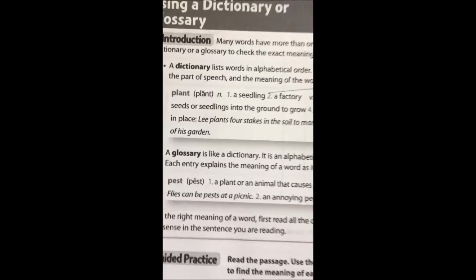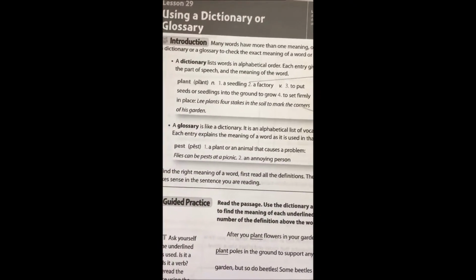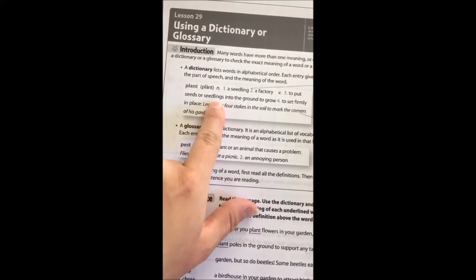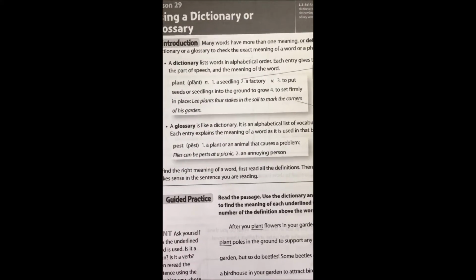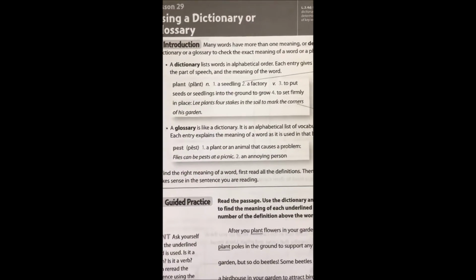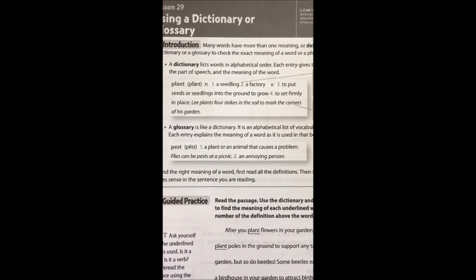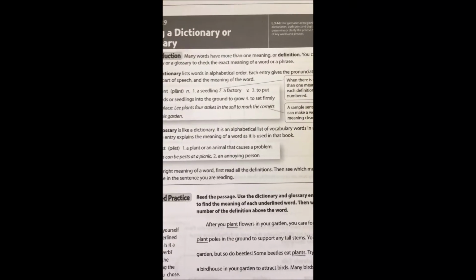That means it's the short sound. Okay, now there's a couple different meanings. The first way you can use plant is as a noun. And we know a noun is a person, place, thing, or idea. So a plant could be a seedling or it could be a factory, okay?